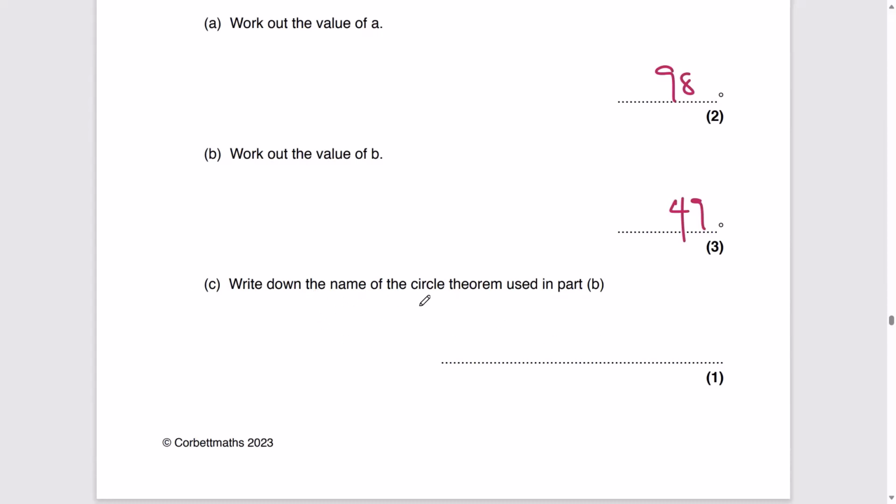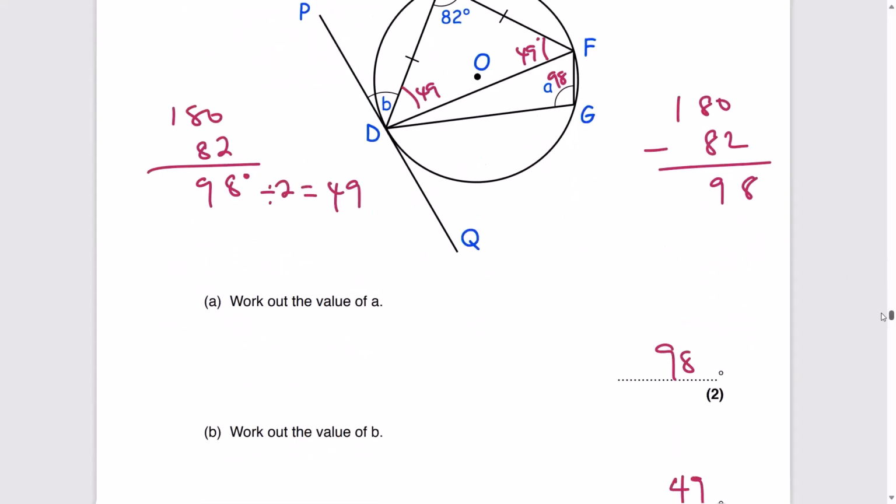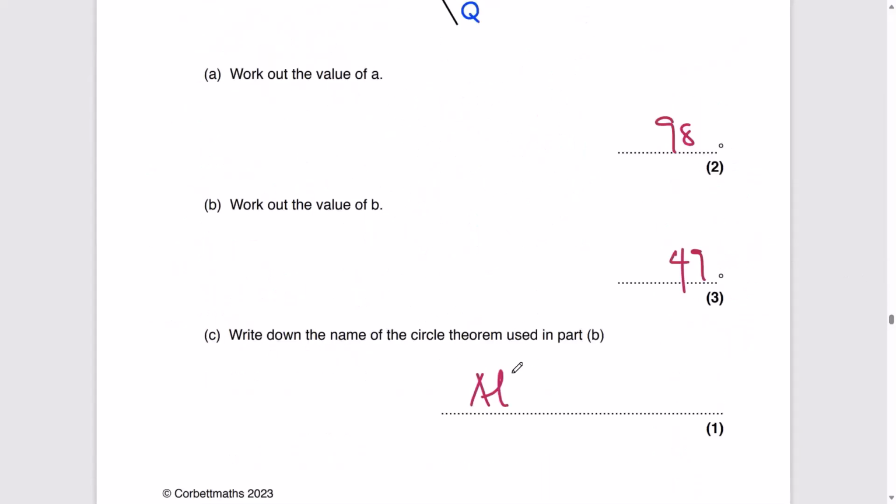And then write down the name of the second term using part B. For part B is, oh no, I think I numbered the questions wrong, because for part C I said alternate segment theorem. Yeah, of course, the reason is alternate segment. Yeah, I think I numbered my questions wrong. So I got the same thing. I got 98 and 49. Okay.